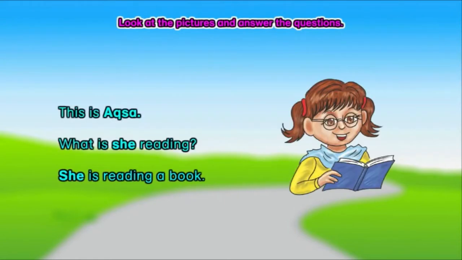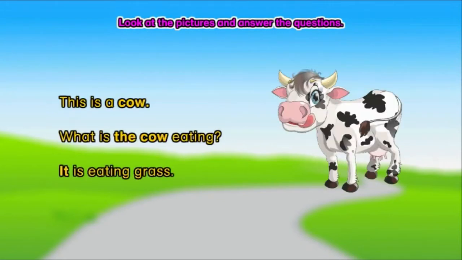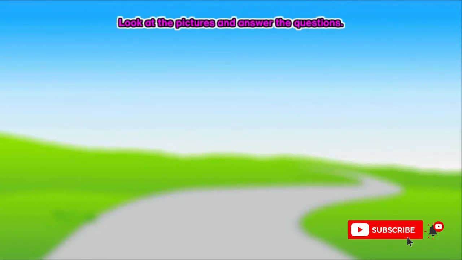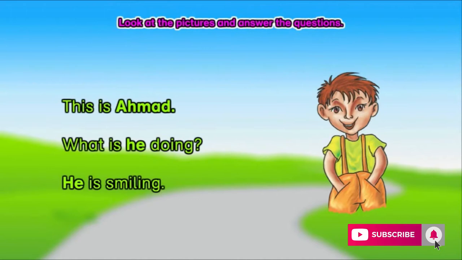Read the pictures and answer the questions. This is Aksa. What is she reading? She is reading a book. This is a cow. What is the cow eating? It is eating grass. This is Ahmed. What is he doing? He is smiling.